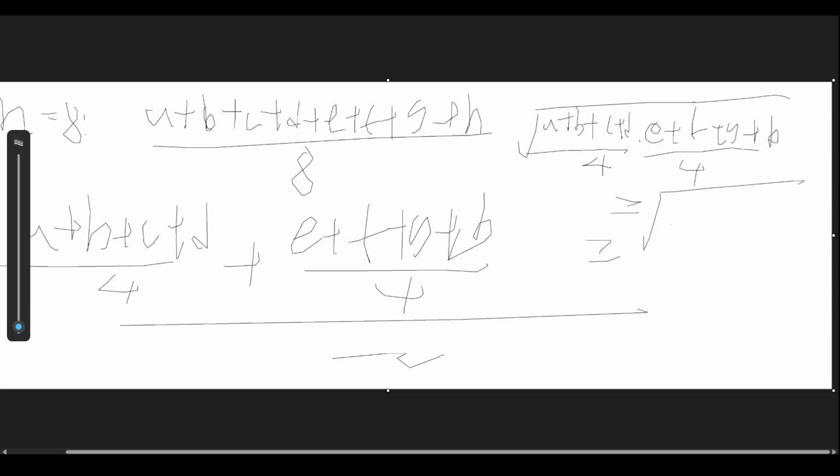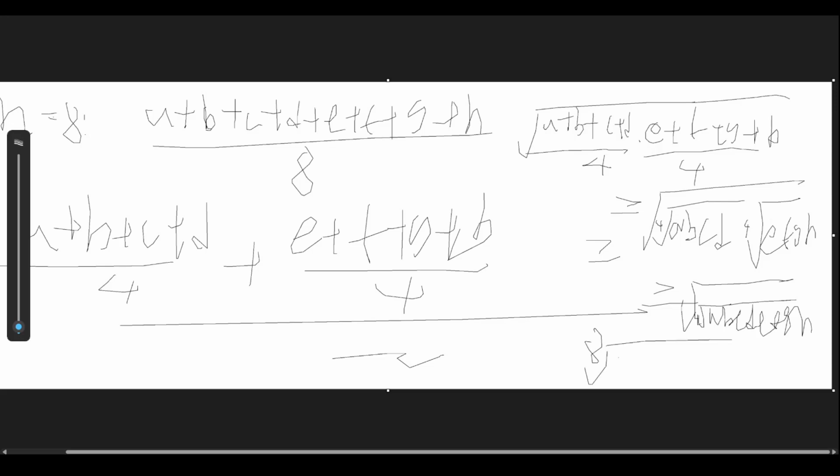So we get that this is at least the fourth root of a, b, c, d times the fourth root of e, f, g, h. And then we can combine it. We get the square root of the fourth root of a, b, c, d, e, f, g, h. And if we combine the roots, you get the eighth root of a, b, c, d, e, f, g, h. And then this is all under the proof.